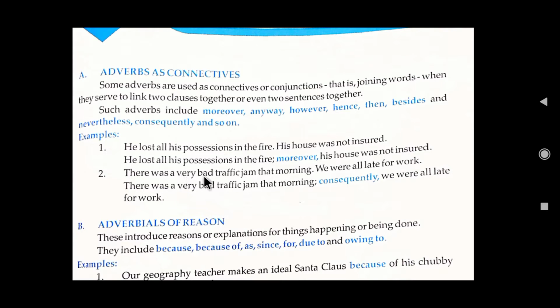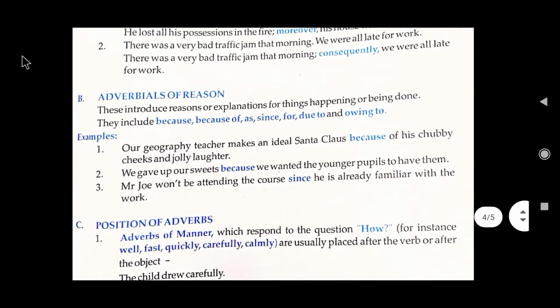There was a very bad traffic jam that morning. We were all late for work. Now these two are separate sentences and we are going to join them with an adverbial connective. There was a very bad traffic jam that morning. Consequently, we were all late for work. Now second one is adverbial of reason.